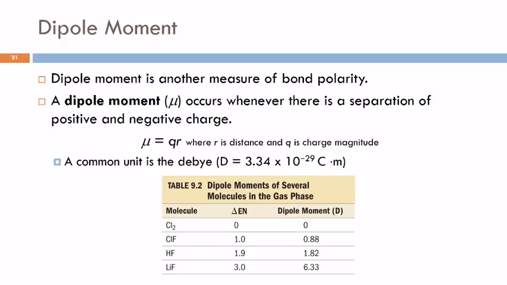Another way to measure bond polarity is with what's called a dipole moment, abbreviated with Greek mu. This occurs anytime there's a separation of positive and negative charge. So in a polar bond, you have a separation of positive and negative charge. The dipole moment is equal to Q, the magnitude of the charge, times R, the distance between them. The unit often used is the debye, a capital D, equal to 3.34 times 10 to the minus 29 coulomb meters.